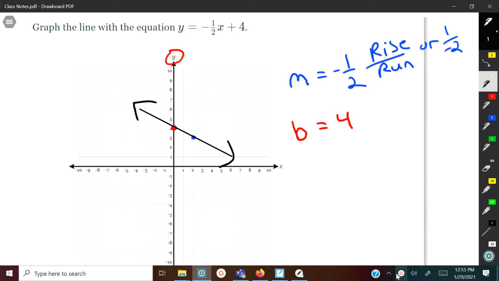But that's it. That's how you graph a line using the equation.